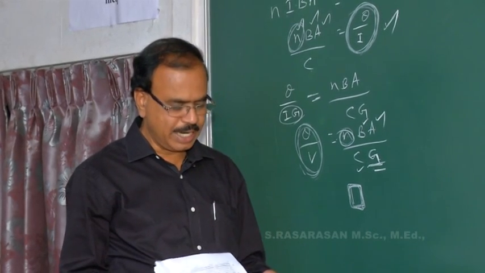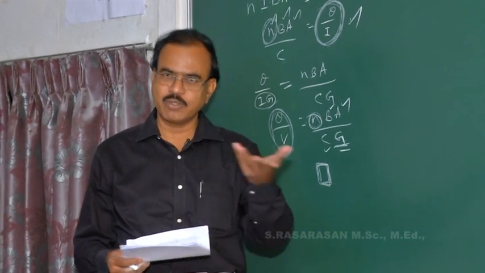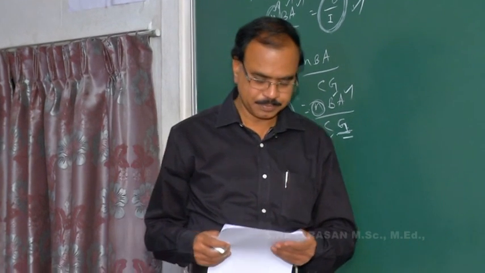So for this question the answer is increases twice. The number of turns is doubled, so current sensitivity doubles. That is option C. Let us see the next one.